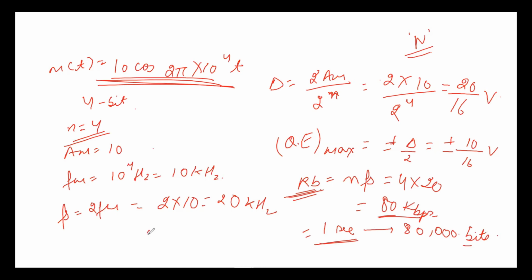Next is bandwidth. So in case of PCM, bandwidth is equal to bit rate. So your bandwidth will be 80. Unit of bandwidth is kilohertz. Okay, so the bandwidth will be 80 kilohertz. It will be same as bit rate, that is RB.